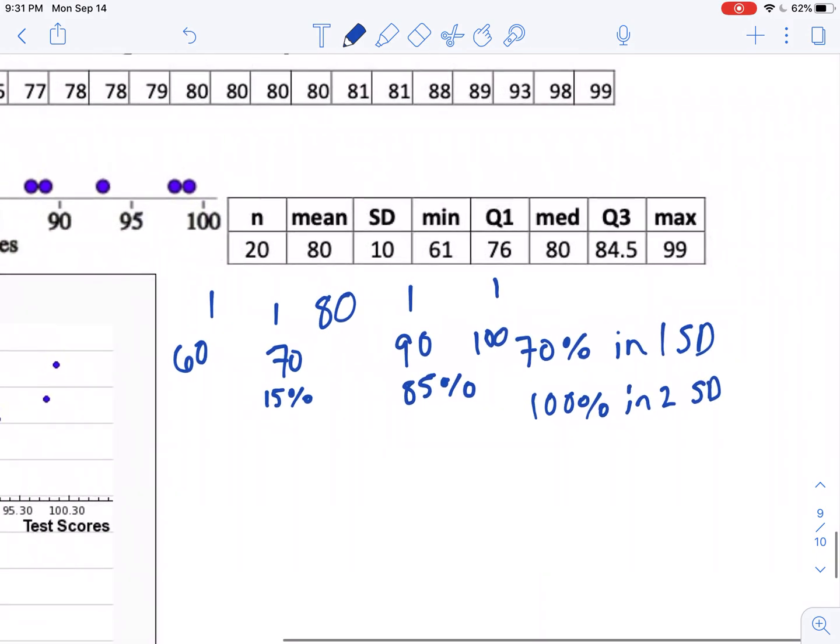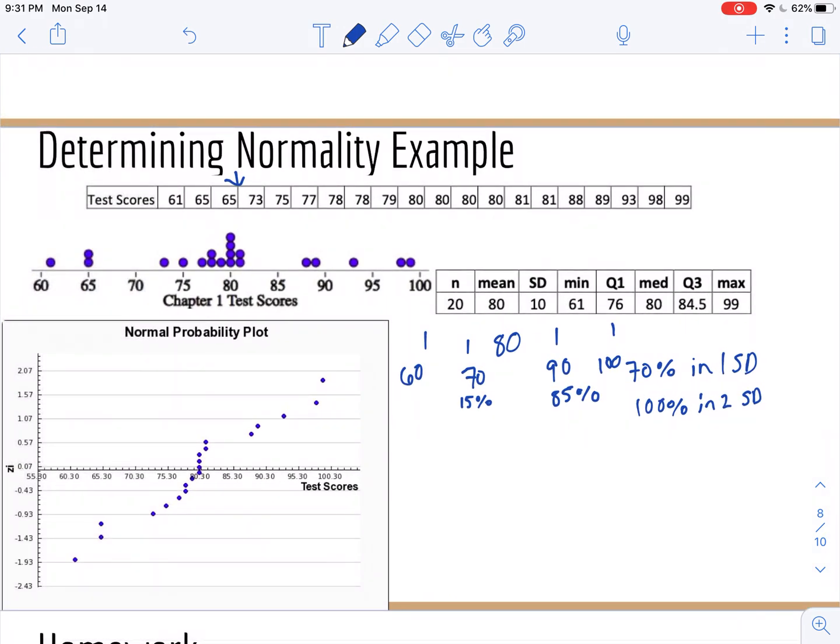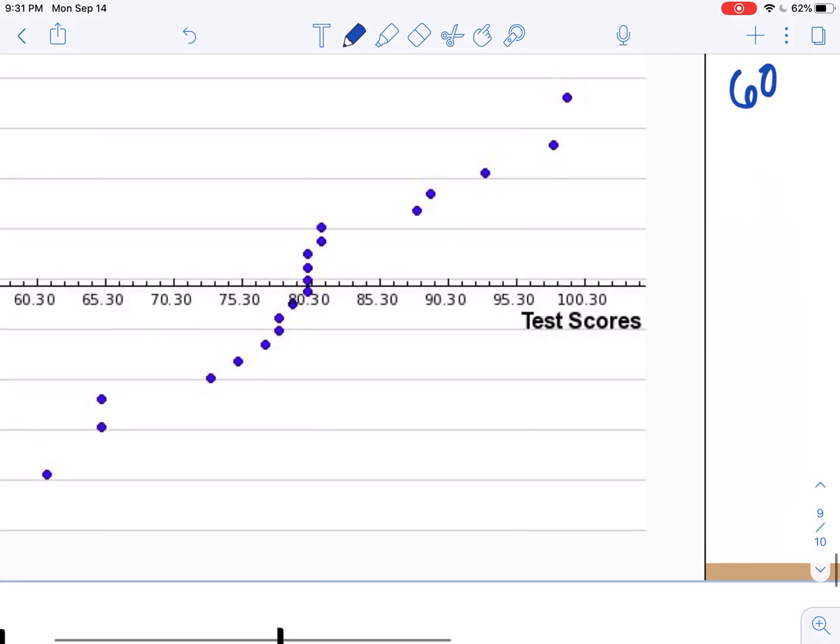Now I'm thinking that this is probably not super normal. This doesn't look like a normal distribution to me anymore. Sure, I've got 70% in one standard deviation, which is kind of proximal to 68%. I moved on, but I shouldn't have 100% of my data in 2 standard deviations if it's normal.